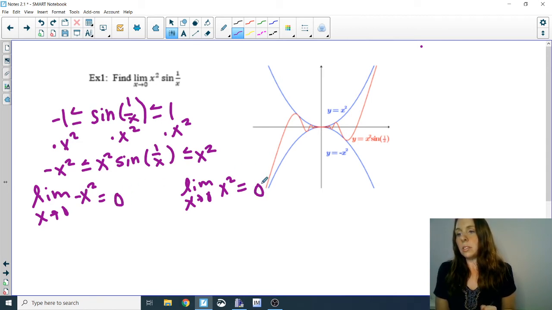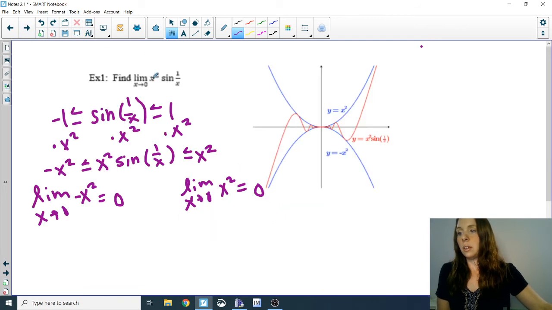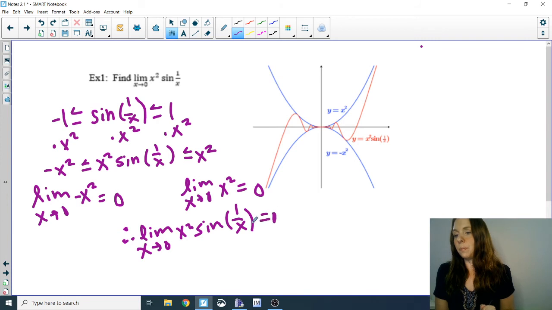0 squared is 0. And since they do match in this case, it is really important that you get the same answer for both of those limits, which we have here. We can say, therefore, the limit as x approaches 0 of x squared sine of 1 over x is also equal to 0 by the sandwich theorem.